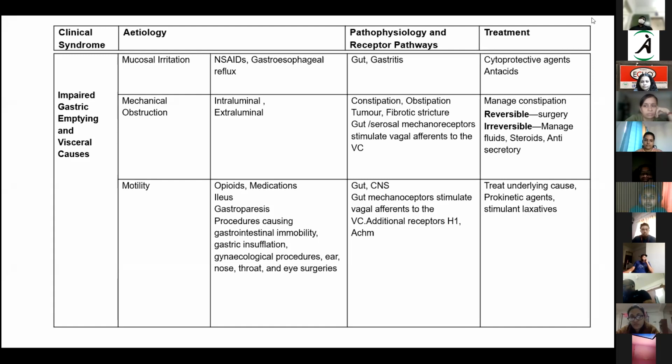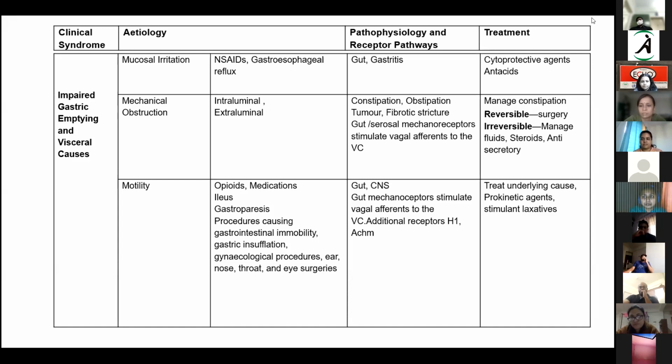Another topic is motility, where we saw various reasons, such as opioids or other medications. Ileus can happen in patients who are especially post-op, or you'll find hypokalemic paralytic ileus. Gastroparesis is common in patients who are on morphine. Certain procedures might cause GI immobility, or there could be gynecological procedures that could lead to it. So mainly it is seeing the underlying cause and identifying the receptors that are involved in it and treating it with an appropriate antiemetic choice.